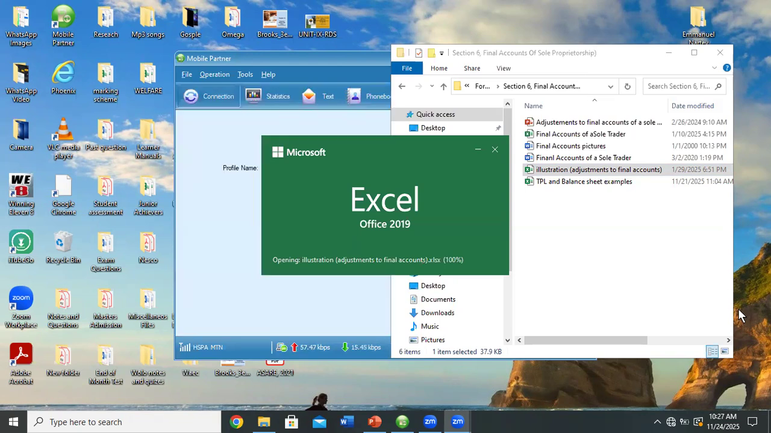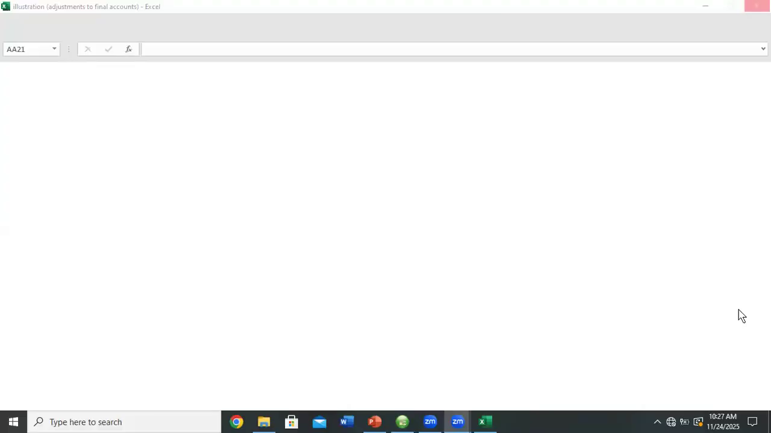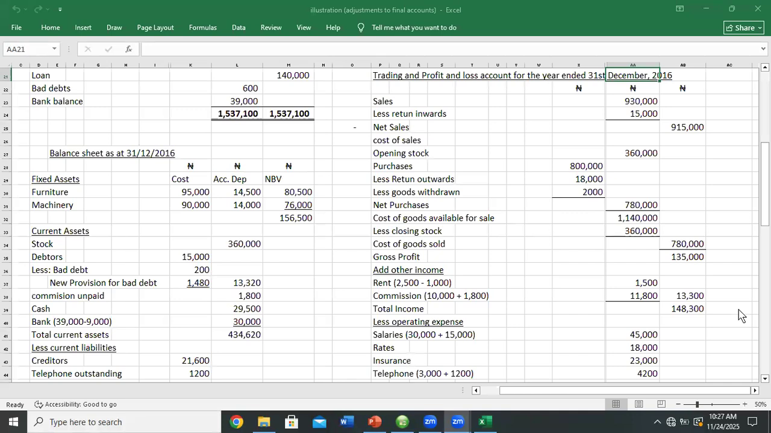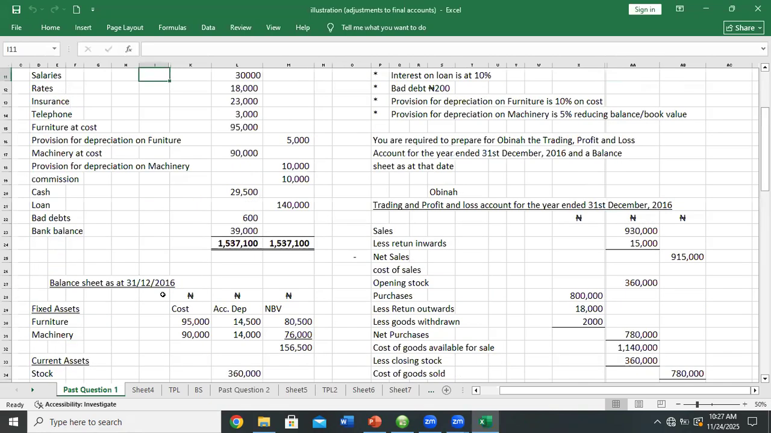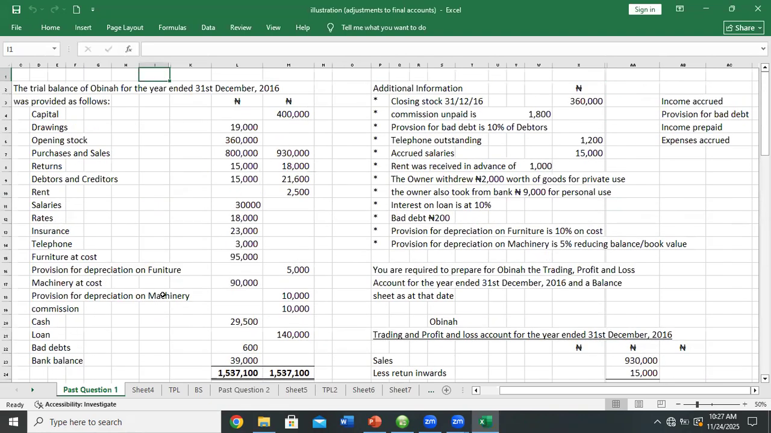Okay, let me add on myself. The remaining was the owner's drawings, as in the owner taking goods, taking cash, and then the interest on loan, and the owner also adding his or her private expenses. So these are the 7 adjustments we have seen. Let's look at this example here. And please open your eyes well, because I'm going to be asking some small questions.